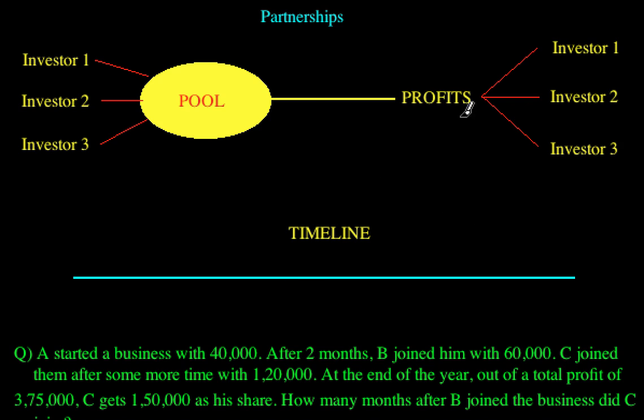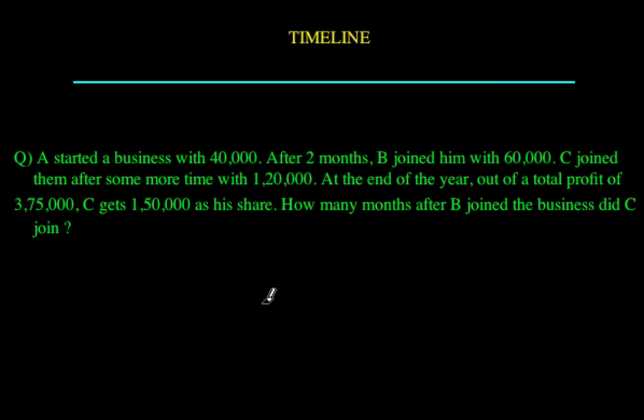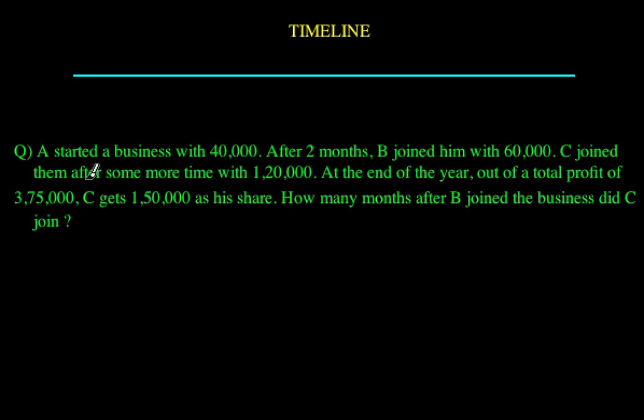So for partnership kind of questions, we usually use a timeline because it makes the visualization very easy. So we'll take an example and use a timeline to solve this particular example. The question states: A started a business with 40,000. So we can straight away see A has started with 40,000 initially at time period equal to 0. So this is time 0.